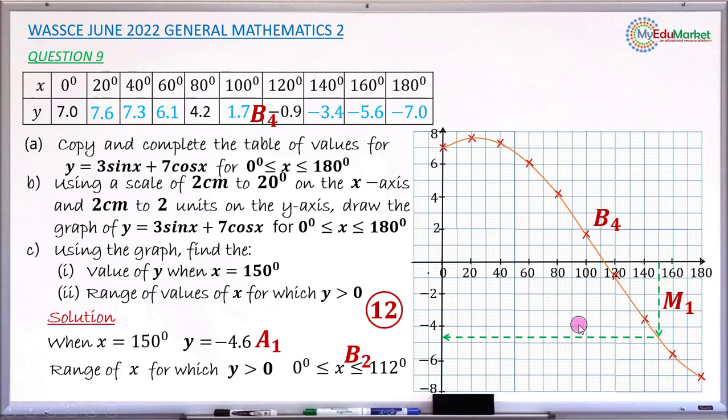Next mark is a method 1 mark, and that method 1 mark is for attempting to get the value of y when x is 150. That is drawing this very line at x equals 150 and turning it after this, you have this method 1 mark. And when you now have the corresponding y when x is 150 as minus 4.6 exactly, you have this accuracy 1 mark. And the last mark is bonus 2 marks when you now have this range correctly. That is 0 to 112 degrees. You have this bonus 2 marks. And in this question, if everything is answered correctly, you have 12 good marks.